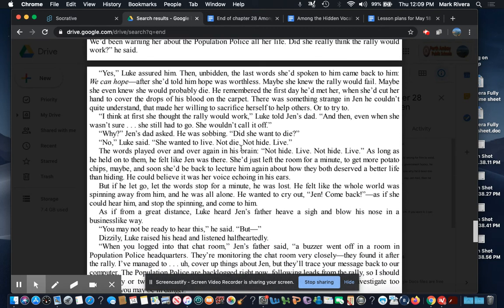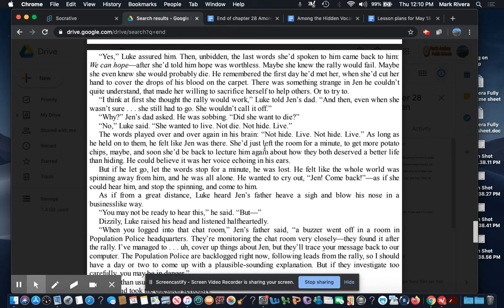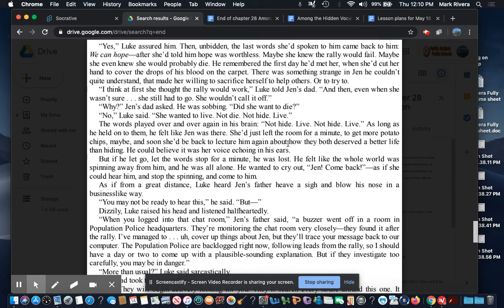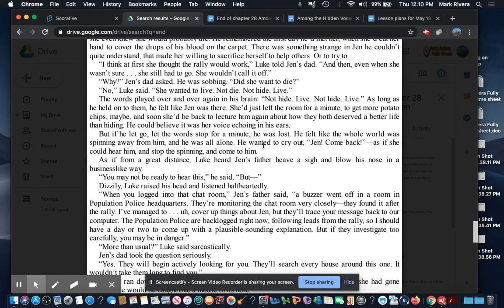Then, unbidden, the last words she'd spoken came back to him. "We can hope." After she'd told him hope was worthless. Maybe she knew the rally would fail. Maybe she even knew she'd probably die. He remembered the first day he met her, when she cut her hand to cover the drops of his blood on the carpet. There was something strange in Jen he couldn't quite understand that made her willing to sacrifice herself to help others, or try to.